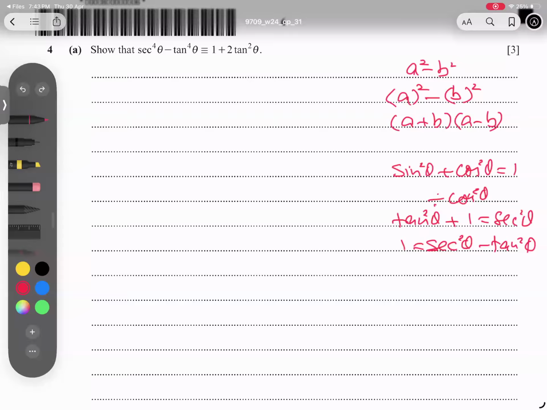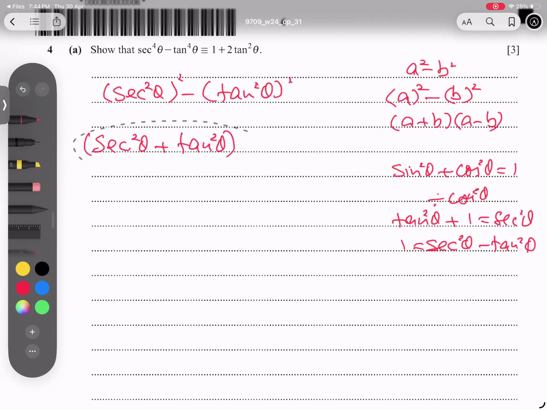Get ready. So first of all, I'm saying secant square theta whole square and tan square theta whole square. So one time I will add and one time subtract. So secant square theta plus tan square theta, and same with the negative sign.